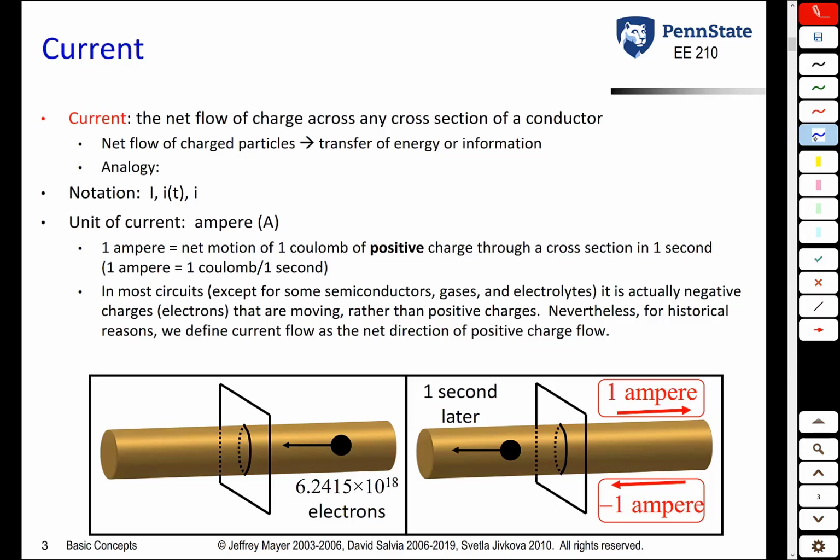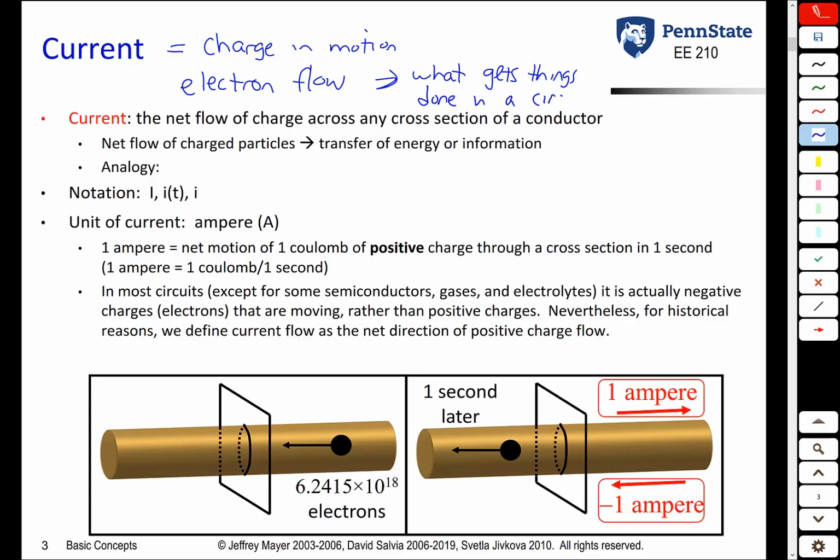This brings us to the next concept, current. Current is important because current is nothing more than charge in motion. Basically, it is electron flow. Current is what gets things done in a circuit. Having a positive or negative charge, if the charge isn't moving anywhere, nothing happens. It is the movement of the charge, the current, that causes stuff to happen.